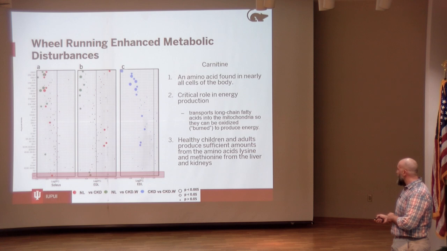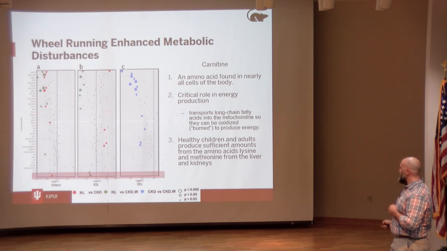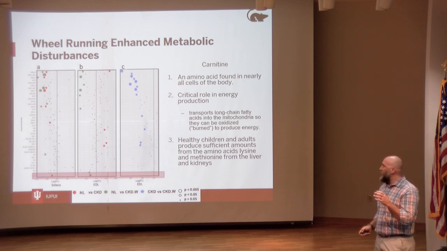And so we're looking at the soleus, the EDL, and then the EDL again. When you look at comparisons, normal versus CKD, normal versus CKD wheel, and CKD versus CKD wheel. So I'm just going to focus on this one for now, CKD versus CKD wheel. Anything on the left-hand side, this is a negative. This is talking about the fold change, so the magnitude change. It's saying that the CKD wheel was lower than CKD without the wheel. The size of the circle is talking about the significance, the p-value, okay?